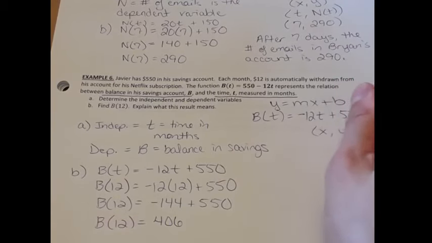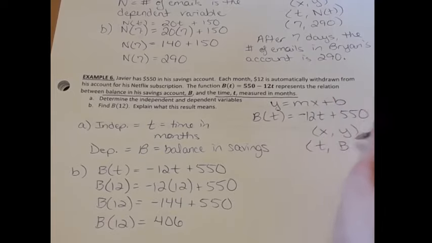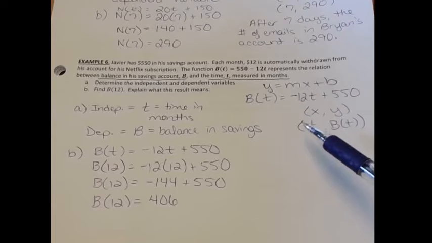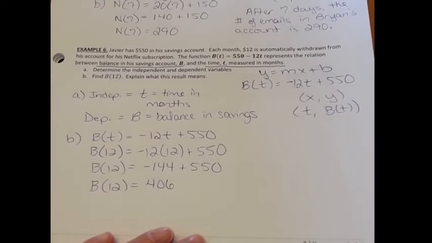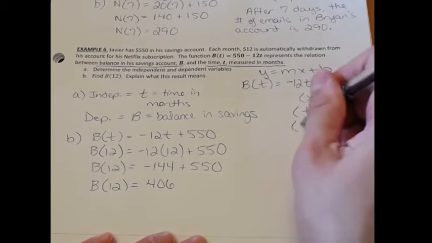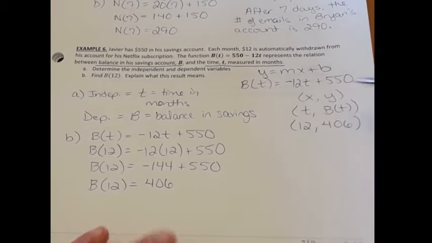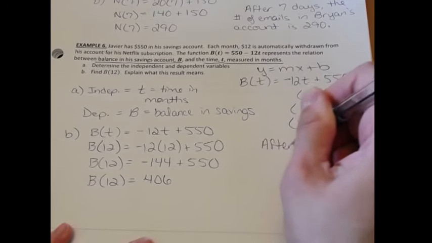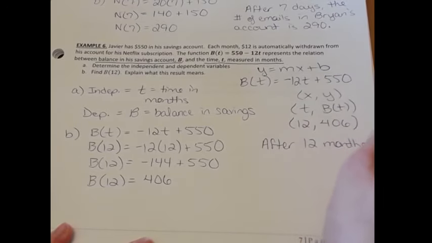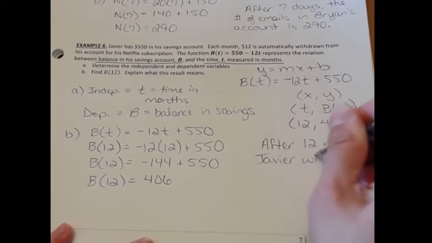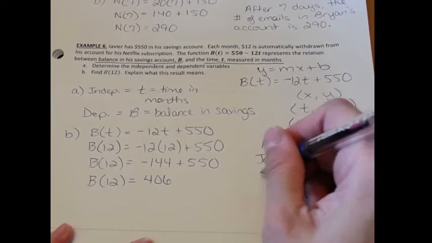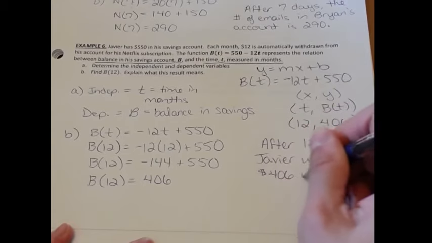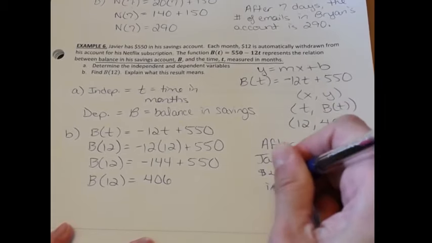In this case, recall that x and y are being replaced by t and b of t, where t represents time in months and b represents the balance in savings. And we have t as 12 and b of t is 406. So it's always helpful to rewrite that information. Once you have it written as an ordered pair, it's a lot easier to discern what's happening here. So t is 12 and b is 406. So what this means is that after 12 months, Javier will have $406 remaining in his savings account.